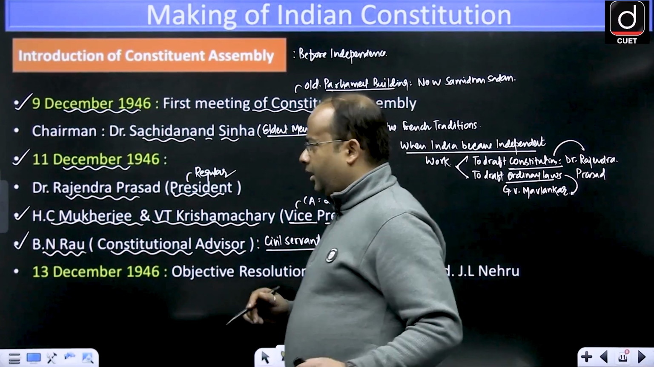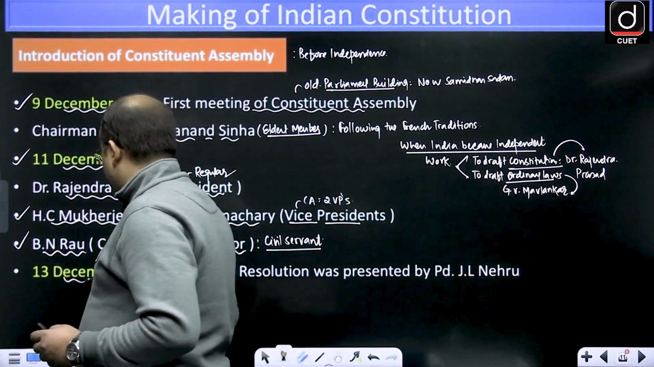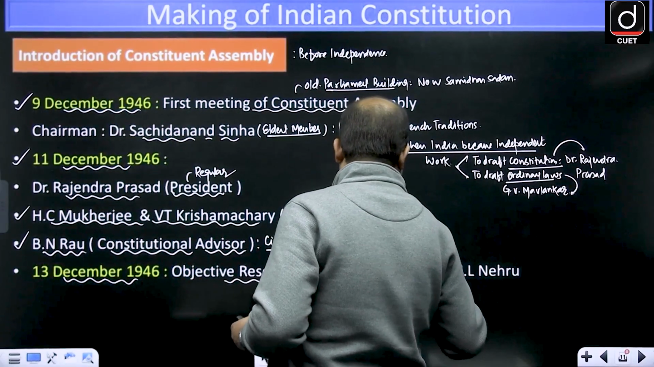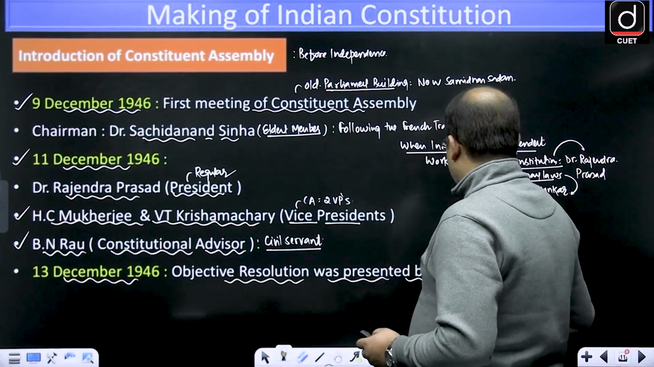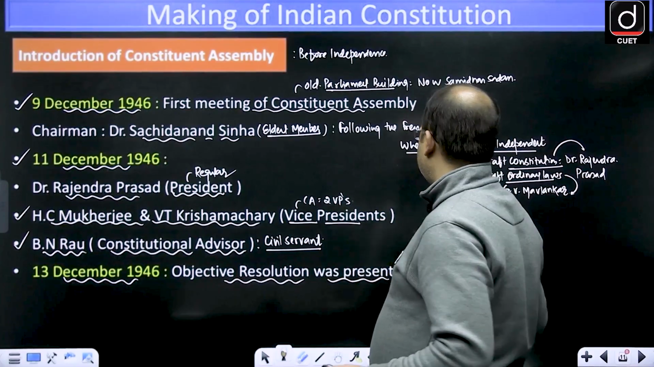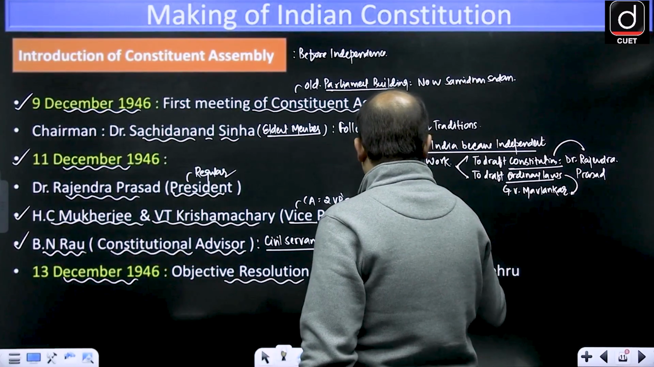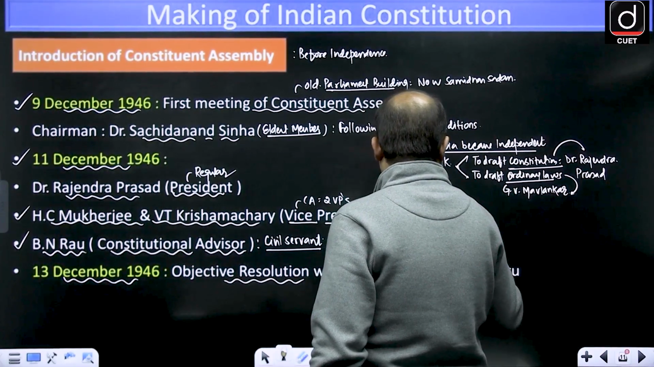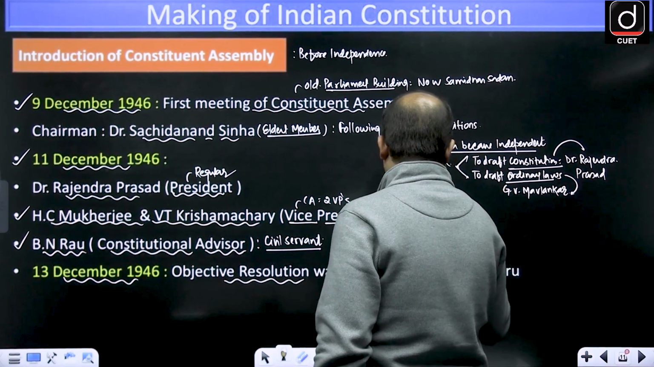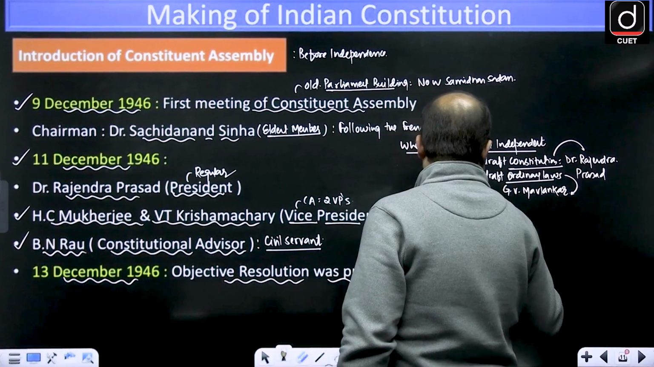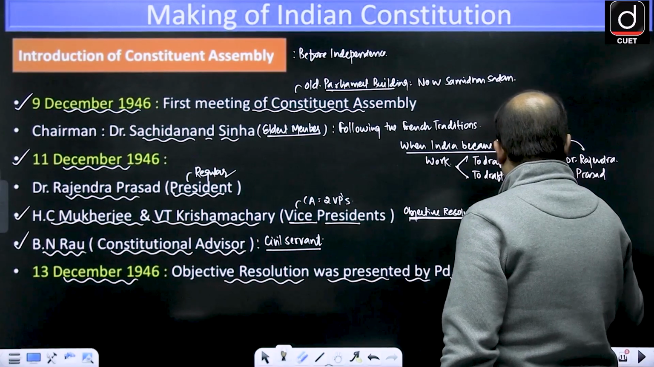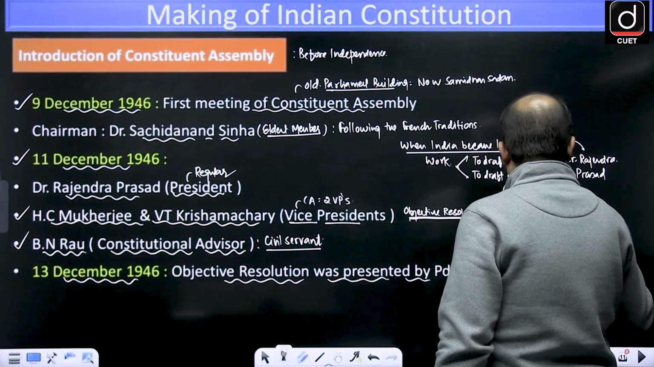Now guys, on 13 December 1946, the objective resolution was presented by Pandit Jawaharlal Nehru. Now what was the objective resolution? The objective resolution was the summary of the upcoming constitution of India.